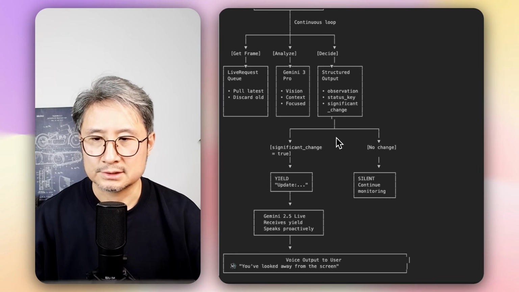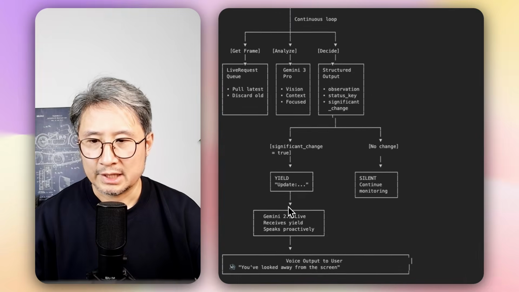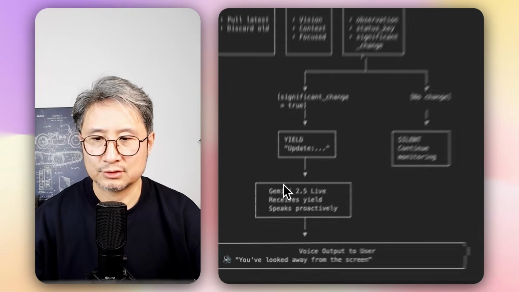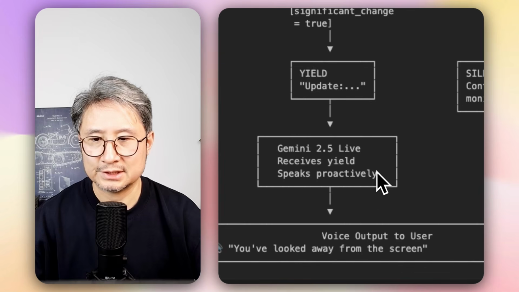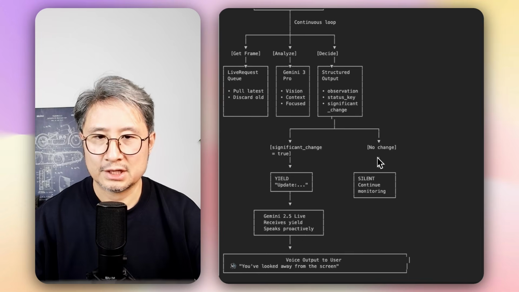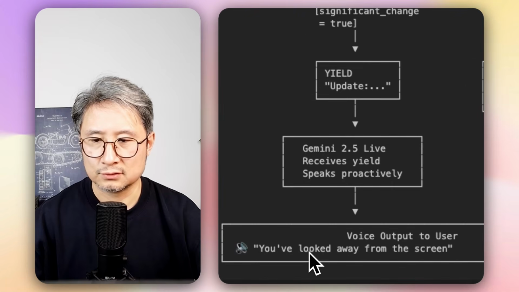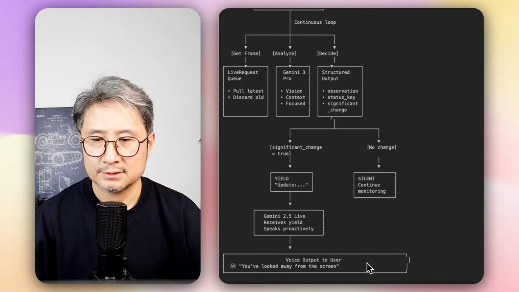These fields help the follow-up logic make decisions, of which there are 2. One is when significant change is true, it will yield the update to the agent, and the Gemini 2.5 live model will speak the update after receiving the yield information. If significant change is false, the entire workflow will be silent and continue monitoring for the next frame. So after the Gemini 2.5 live model completes the generation, it will tell the user through voice output, for example, "you've looked away from the screen." Okay, that's the entire and simple workflow.